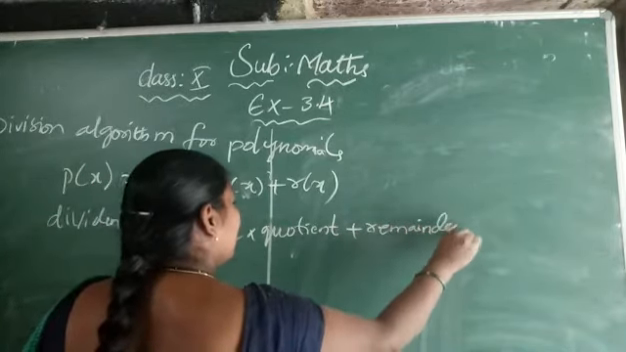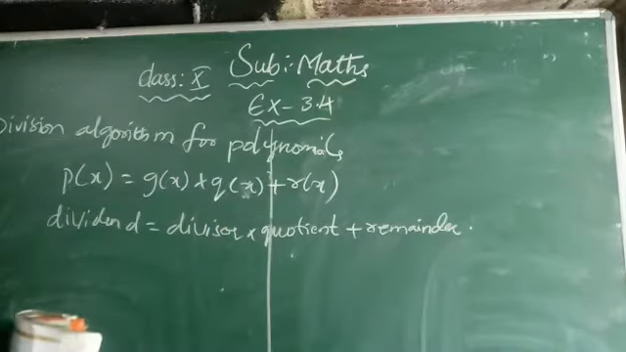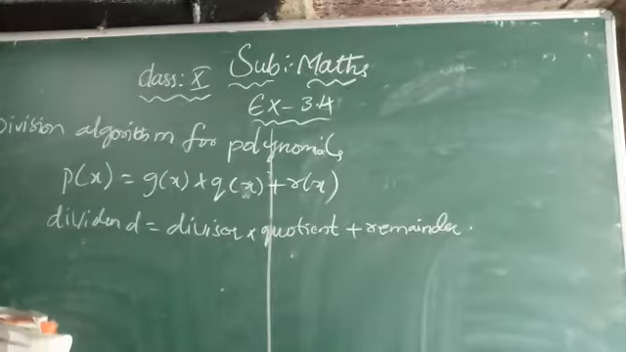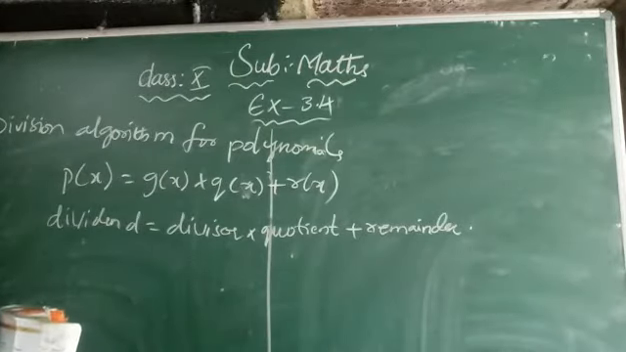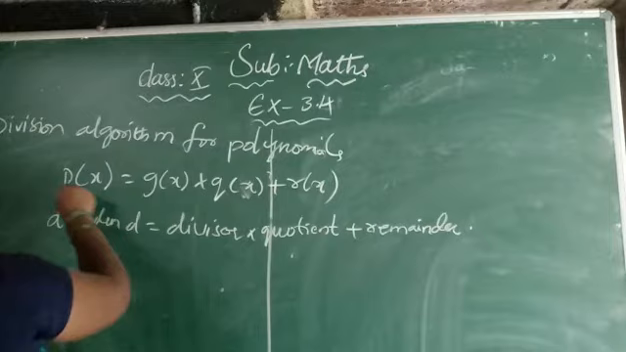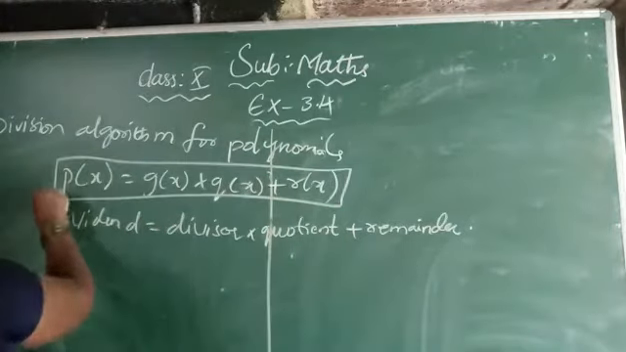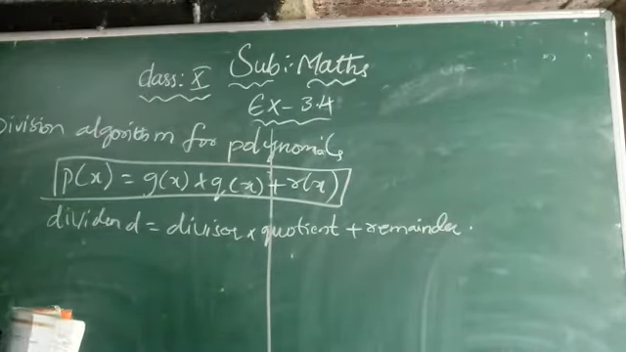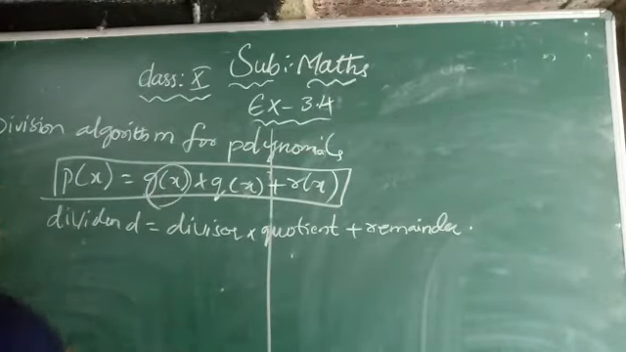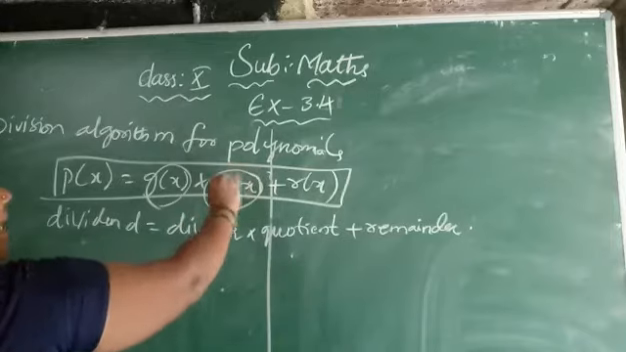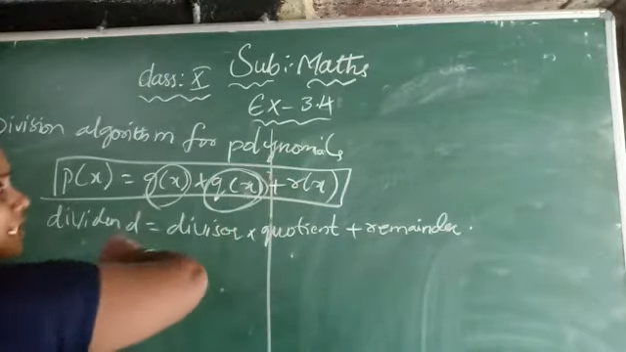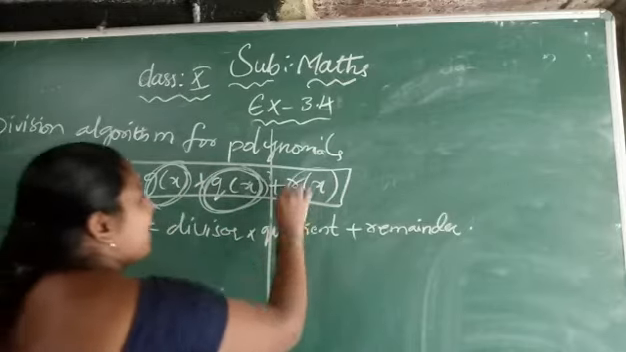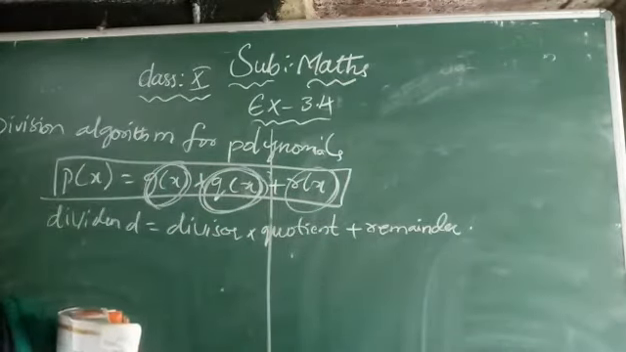So this is the division algorithm rule. What is the dividend rule? Dividend is equal to divisor into quotient plus remainder. In the division algorithm, P of x is equal to G of x into Q of x plus R of x. Remember that G of x is the divisor, Q of x is the quotient, and R of x is the remainder.